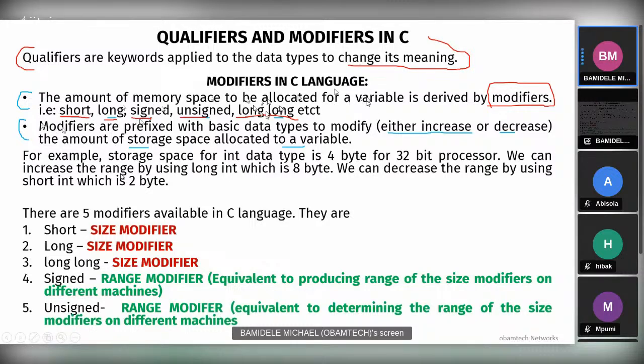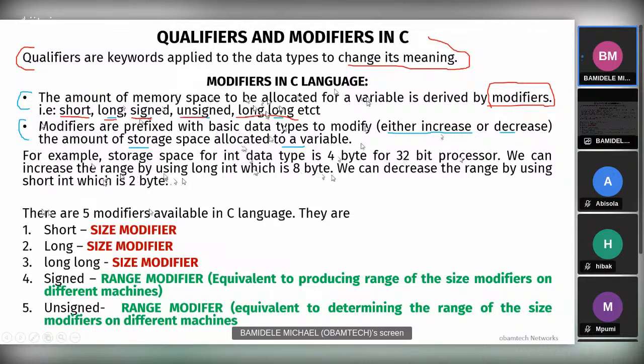Now, modifiers are prefixed to basic data types to modify, increase or decrease the amount of storage space, just like we said above. For example, storage space for the int data type is 4 bytes for 32-bit processors. We can increase the range by using long int, which is 8 bytes. We can decrease the range by using short int. This is just an example to give you an overview of what we are talking about here.